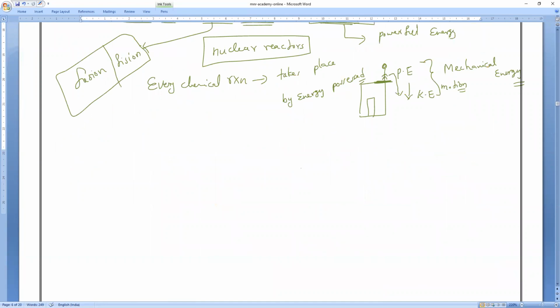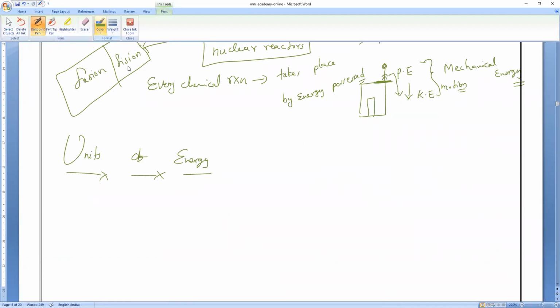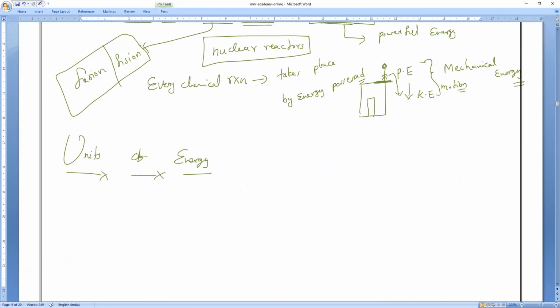Write it. Next, units of energy. We already know, what are the units of energy? Joule. Not 1 joule, just joule. 1 joule is not the answer. Joule is the unit of energy. Okay, guys?